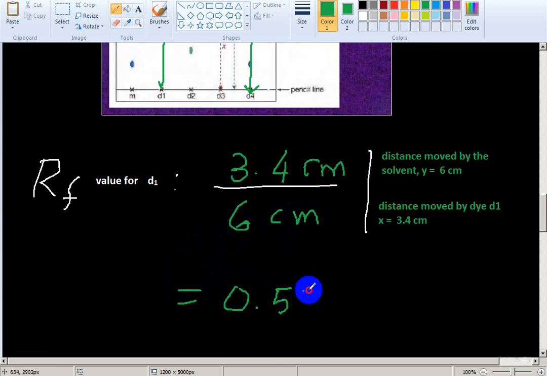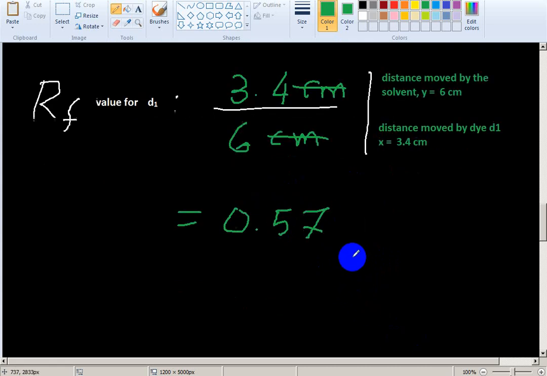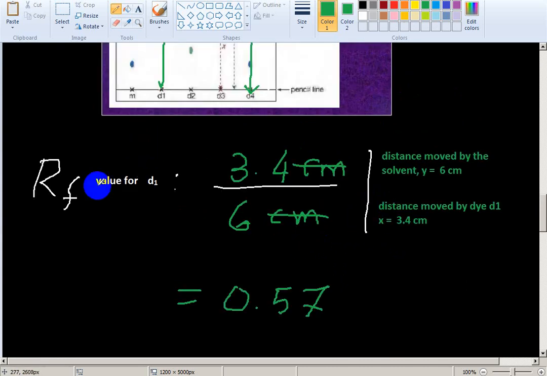0.57. What will be the unit? There will be no unit, because centimeter and centimeter cancel. The retardation factor is a ratio, and any ratio has no unit. So we find the RF value for D1 is 0.57.